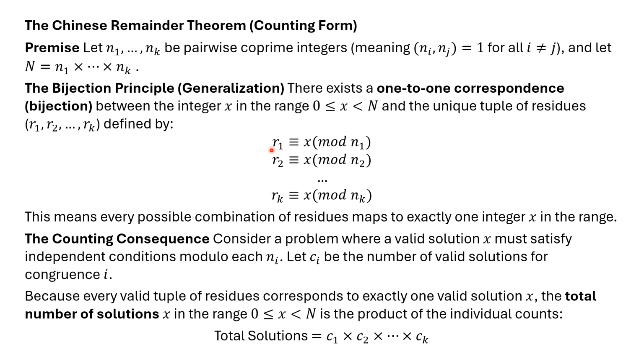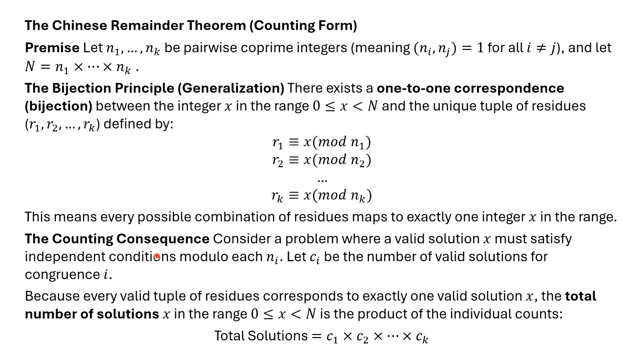So you notice I've shifted, as I mentioned on the last slide. I put the solution here and then the residues on the left. This means every possible combination of residues, these r sub i's, maps to exactly one integer x in this range here.